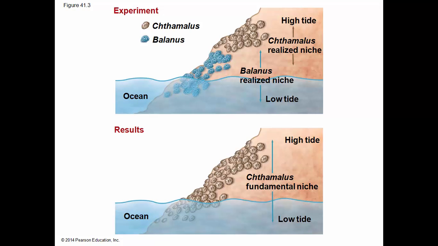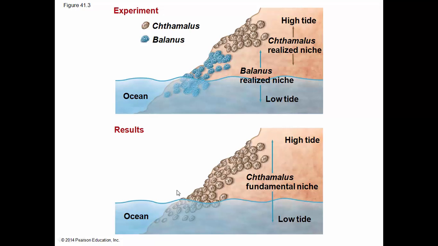Here's an example that was done in the 60s by an ecologist named Joseph Connell. He observed that these two barnacle species lived in a similar area on the rocky intertidal shoreline in the Pacific Northwest. And what he did is he removed one species, Balanus, and this allowed Cathalamos, the other species, to inhabit its fully realized niche, its fundamental niche.